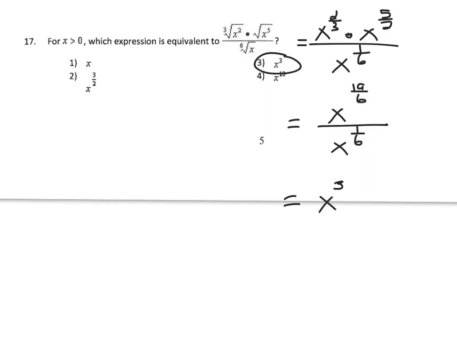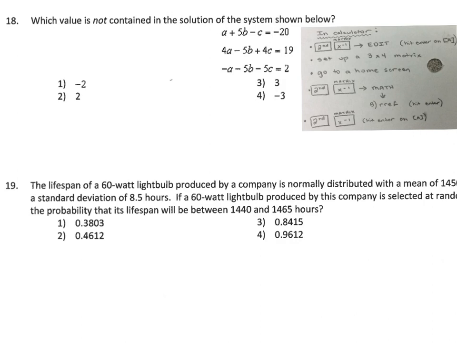So choice 3. All right, so number 18 wants to know which value is not contained in the solution of the system shown below. Okay, so we want to know which is not a value of A, B, or C. Now, I mean, this is multiple choice, so let's be honest.